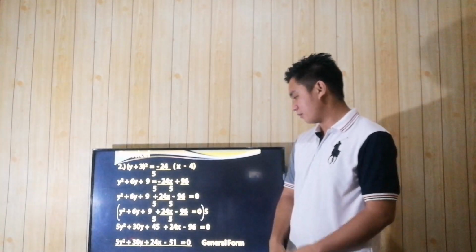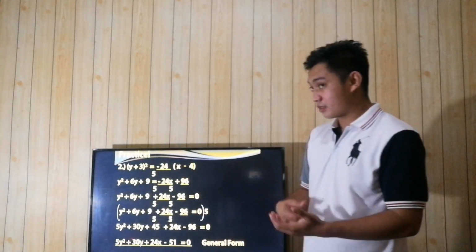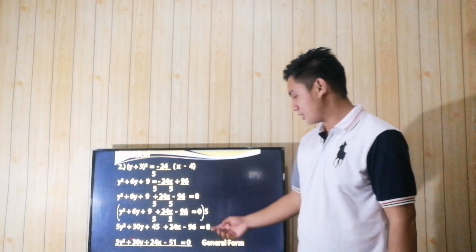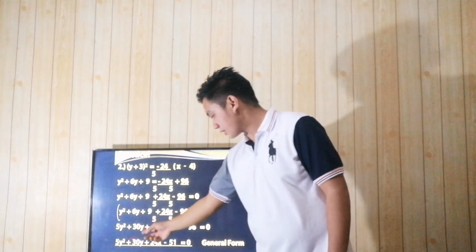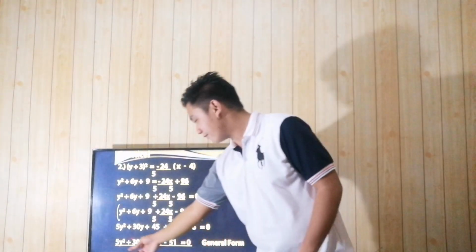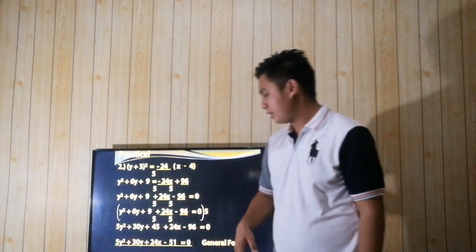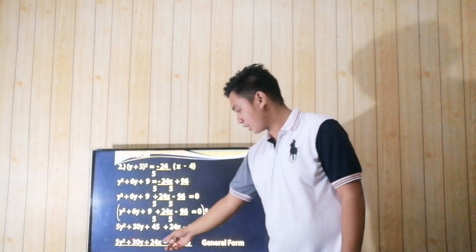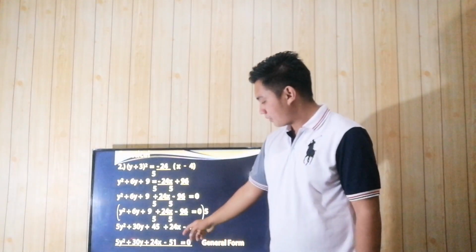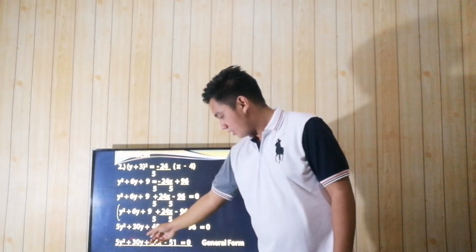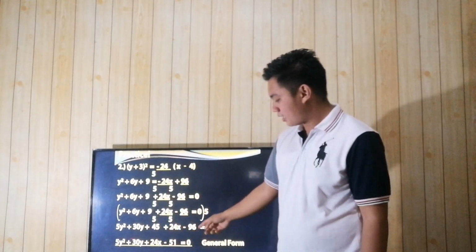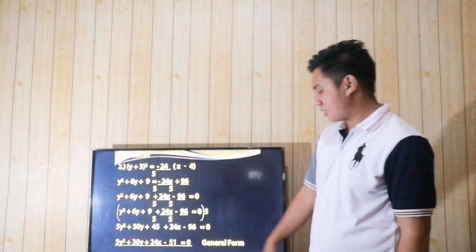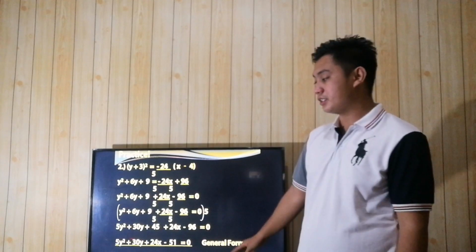Maliwanag ba? Okay, now, ano ang last step? Is combine like terms. So, may magkatulad ba? Yes. So, negative 96, constant, and positive 45. And rearrange natin. So, we have 5y squared plus 30y plus 24x minus 51 is equals to 0. Bakit naging negative 51? Kasi negative 96 plus 45, since the highest value is negative 96, so our answer is negative 51. And equals to 0, so we have the general form.